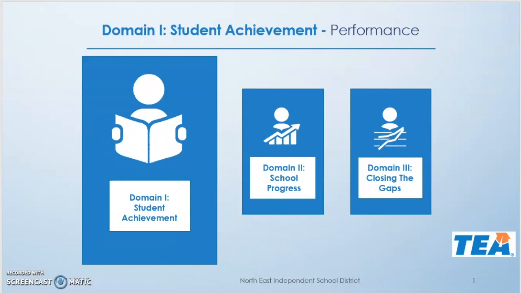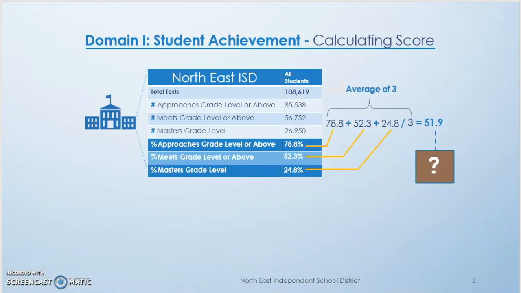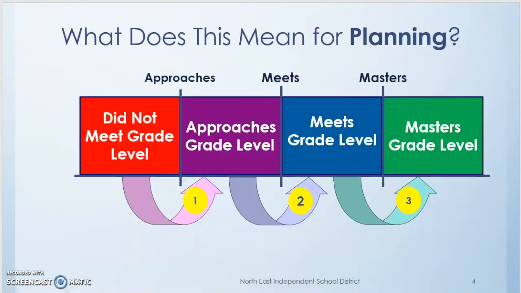Recent information from TEA has given us insight into the changes in accountability. Domain 1 is going to be comprised of different indicators from STAR. The percentage of students performing at each level will be averaged together.